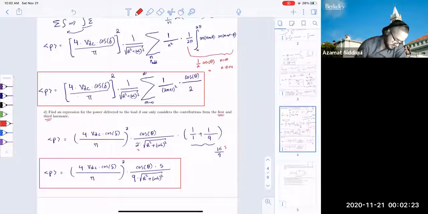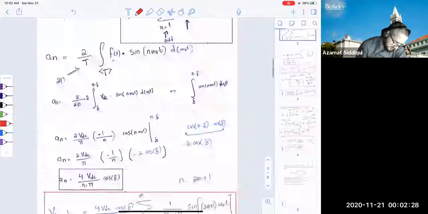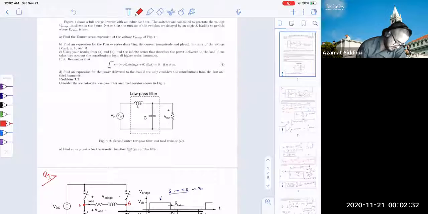Okay, now we are officially done with problem 1. Let's see. Yep, we're done. We did part D, we're done with that. And see you in problem 2.